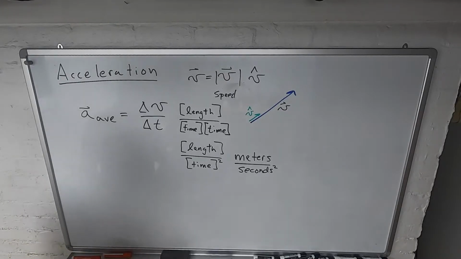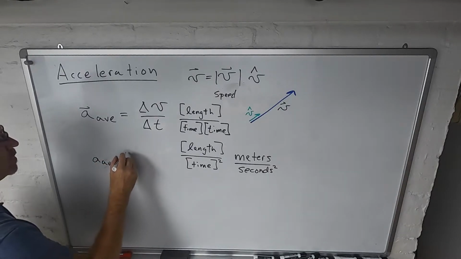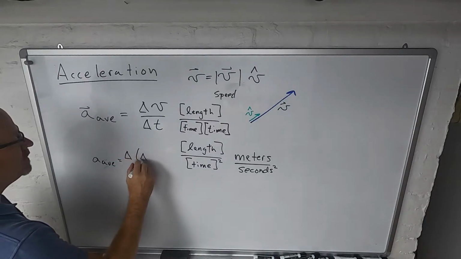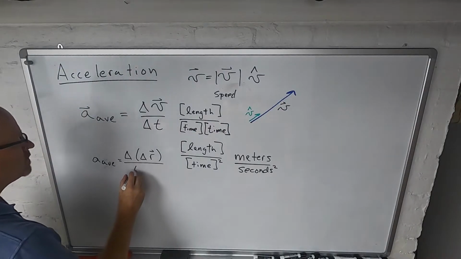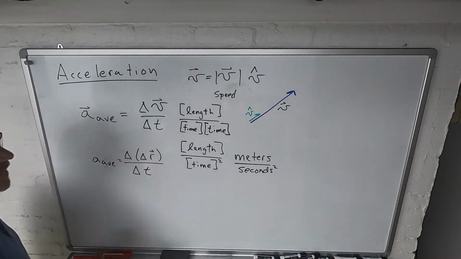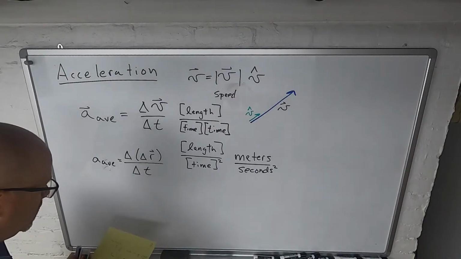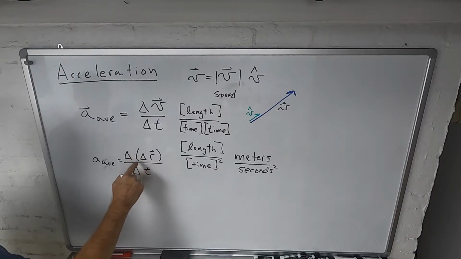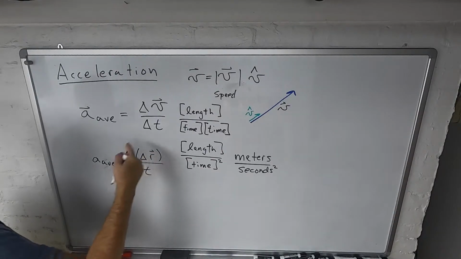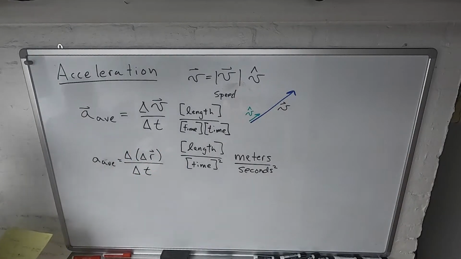Now, I can also rewrite this. A average is equal to, well, it's delta of delta r, I'm sorry, this is a vector, over delta t. So I get two changes in time. All right, so again, my delta r vector is in here, but then I have to think about the change in r. Right? So that will be important as we go ahead.